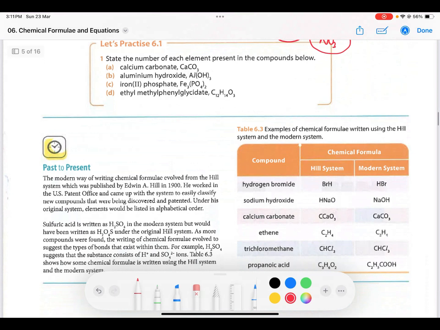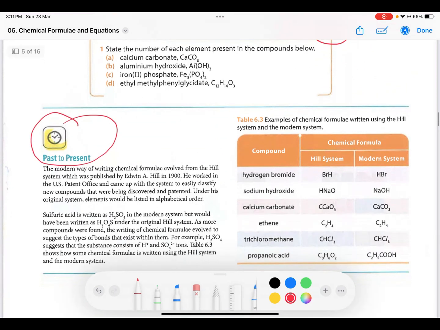Now, you can go and read this to get a sense of how our chemical formulas have evolved along the way. We are now using the modern system. The Hill system is the old system. So you can go and read this. This is just extra reading.